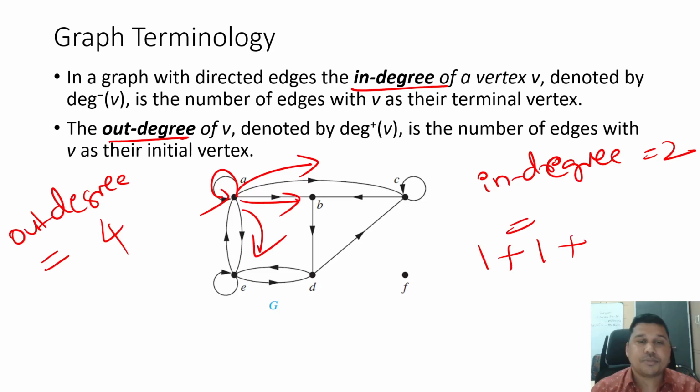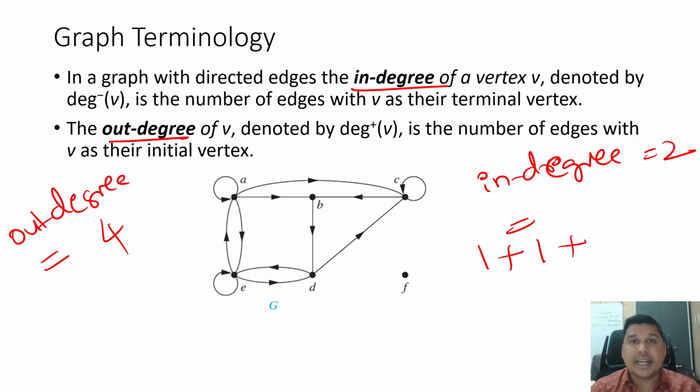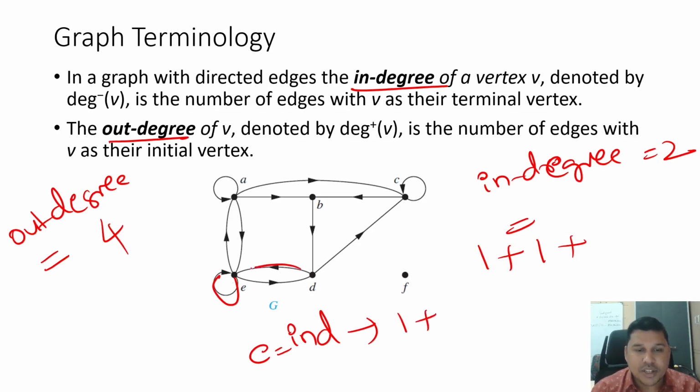So given a graph, you have to find out the in degree and the out degree. Let's do it for E. What is the in degree of E? How many are coming towards E? The self loop is there, so I count 1, plus this is coming here, 2, and this is coming here, 3. So the in degree of E is 3.